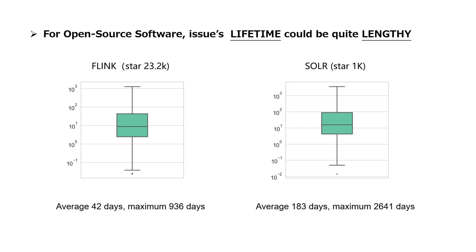The issue lifecycle for open source software tends to be quite lengthy. We investigated two large open source projects, Flink and Solar, and found that the average handling time for Flink is 42 days, while for Solar, it is a staggering 183 days. Such extended cycles introduce numerous risks.